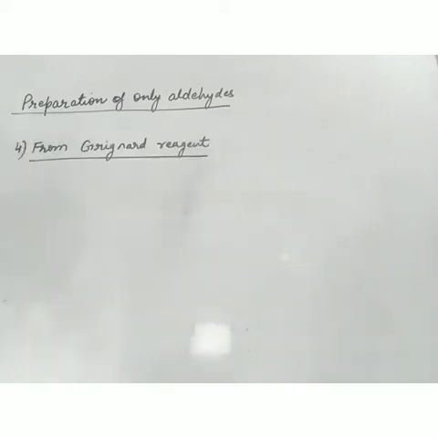Now the last method for preparing only aldehydes is from Grignard reagent. You know, Grignard reagents are versatile reagents. With the help of Grignard reagents, we can prepare any compound. Okay, so now let's see how to prepare aldehydes by using Grignard reagent. Suppose this is my Grignard reagent.